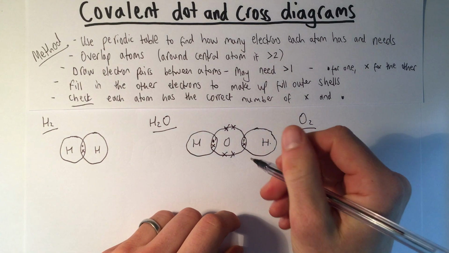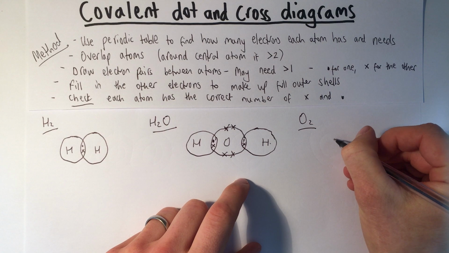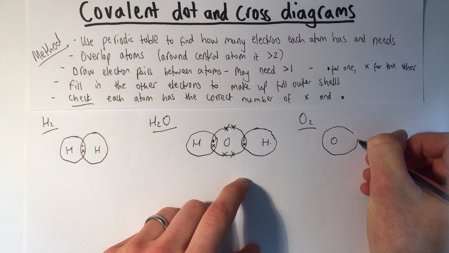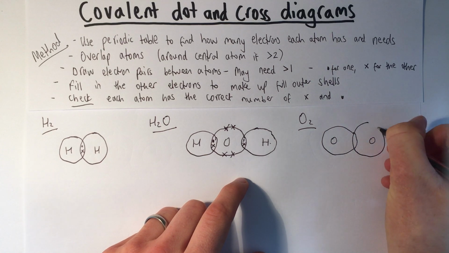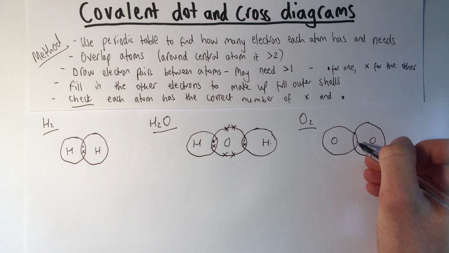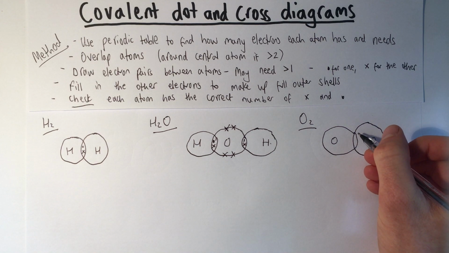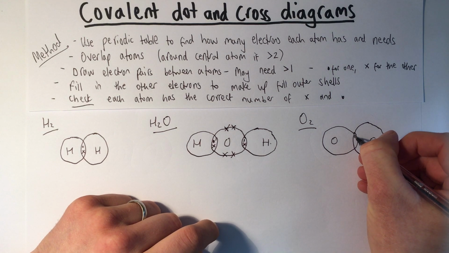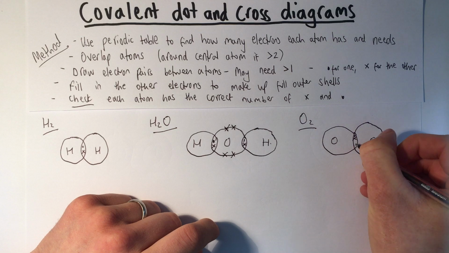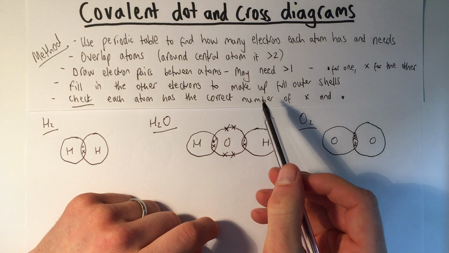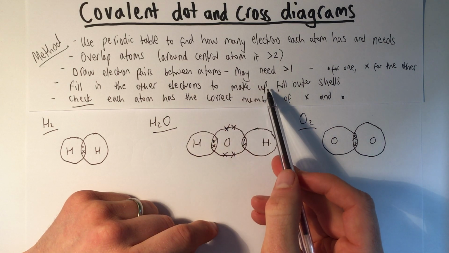Okay, moving on to oxygen, O2. We've said that we know that oxygen is going to bring 6 electrons, so each atom needs 2 more electrons. I'm going to draw those atoms overlapping. There's only one place where they overlap, and at this point each atom needs to gain 2 electrons. So I'm going to show 2 pairs of electrons here. So there's 1 pair of electrons, and there's the second.